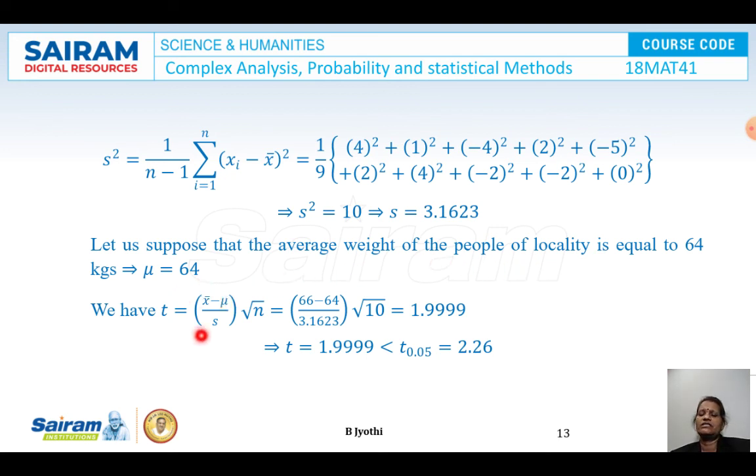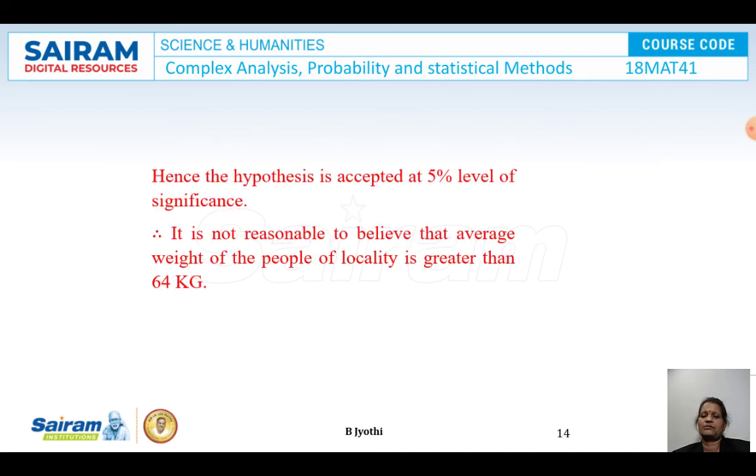Now we have the t value which is calculated as 66 minus 64 by 3.1623 into root of 10, which gives us 1.9999, and t is 1.9999, which is lesser than 2.26, hence we can accept. So the hypothesis is accepted at 5% level of significance. Therefore, it is reasonable to believe that average weight of the people of the locality is greater than 64 kgs. Thank you.